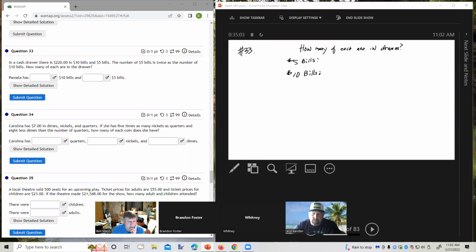What do we know? The number of $5 bills is twice as much as the number of $10 bills. So that's a comparison statement. The number of fives is being compared to the number of tens. So let's say we call the number of $10 bills X. There's twice as many $5 bills, so that would be 2X. In a cash drawer, there are $220 in $10 and $5 bills. So the 2X plus the X equals $220.